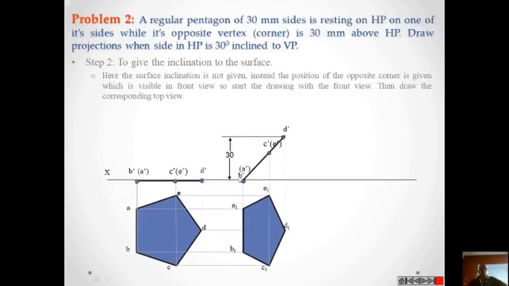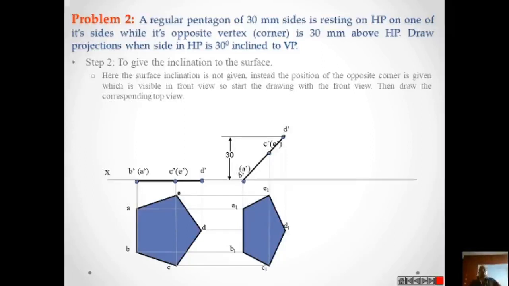The only difference is that here, instead of giving the angle in the second step, they have given the position of D dash. So for that we have drawn a line at a distance of 30 mm, and from B dash, A dash we have taken this distance and drawn an arc on this line, and we got D dash. From there we got the front view, from that we got the top view, and that's it.